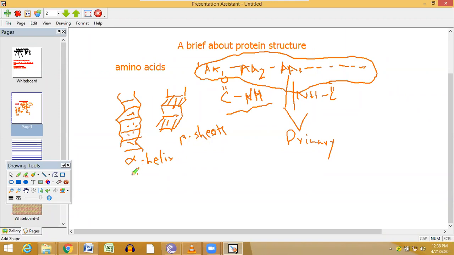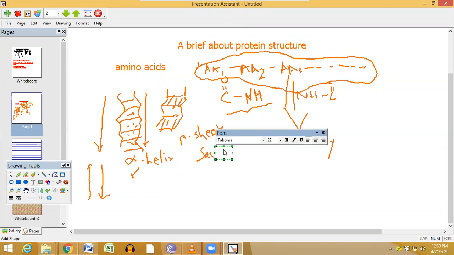This alpha helix can be parallel or anti-parallel, depending on the hydrogen bond. If one strand comes from top to bottom and the other strand also comes from top to bottom, then it is called parallel. But if one strand comes from down to top and one strand comes from top to bottom, then it is called anti-parallel. We know this. So alpha helix and beta sheet are called secondary structure.